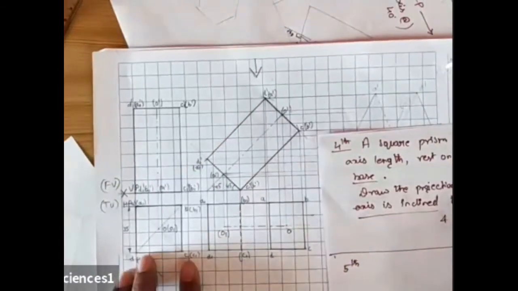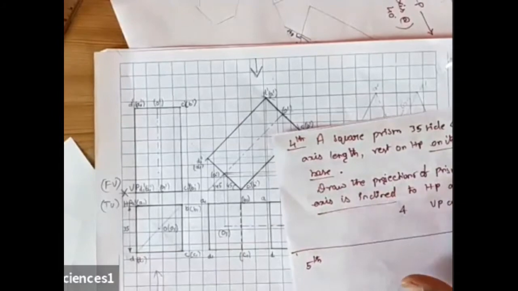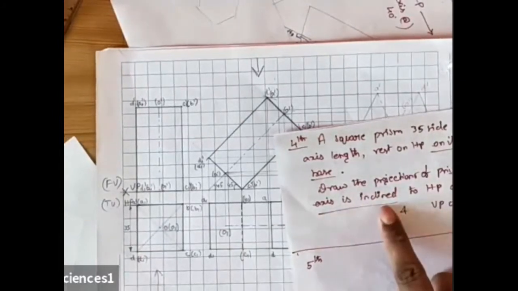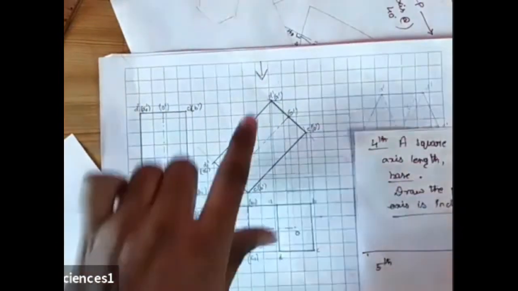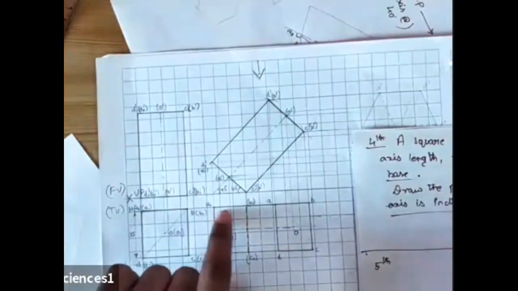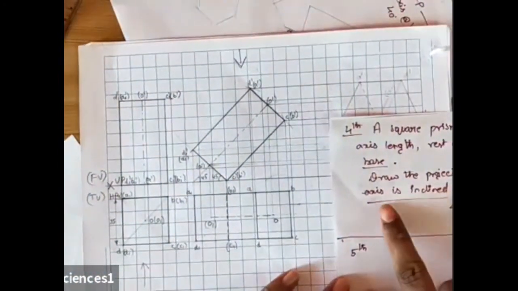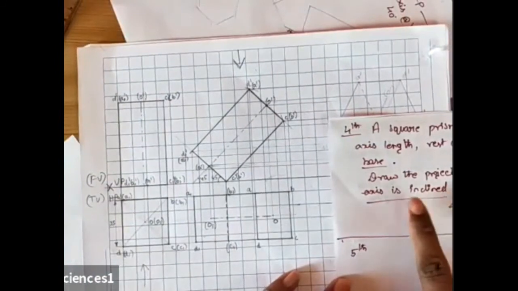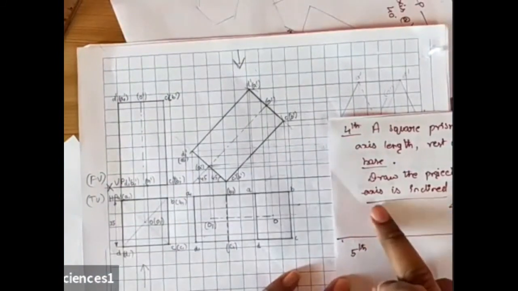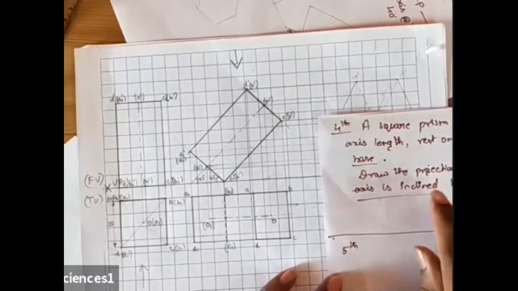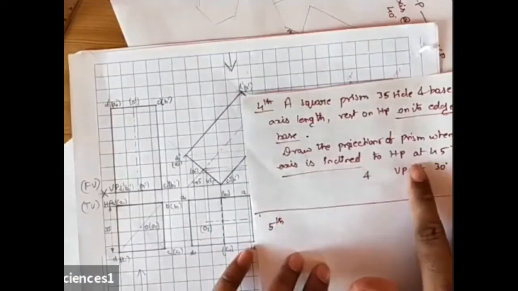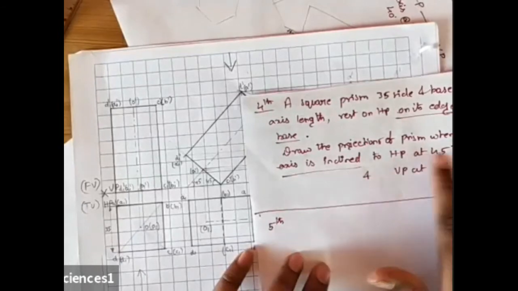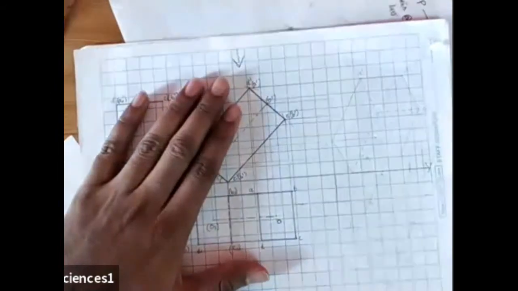The first condition remains same. Draw the projections of the prism when the axis is inclined. The axis is inclined to HP at an angle of 45. Again, the second condition remains the same. And the third condition, again, the axis is inclined. Whenever you come across this word, axis is inclined, that means it is an apparent inclination problem. Okay, the third condition, what he has told us: the axis is inclined to VP at an angle of 30 degrees. The first two conditions remain same.